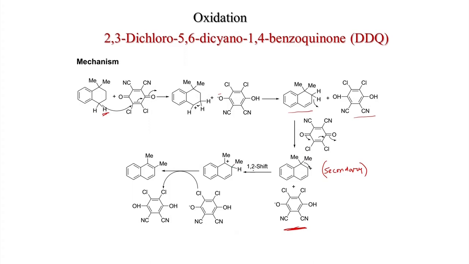Here, after 1,2-methyl migration, the carbocation goes to here, and this carbocation, you can see, is a tertiary carbocation as well as benzylic. So, this is quite stable. So, this 1,2 methyl migration is very facile. You get this carbocation and then this O minus will take up this H plus and you get the olefin. Ultimately, you get the aromatic compound and your DDQ becomes this dihydroquinone.